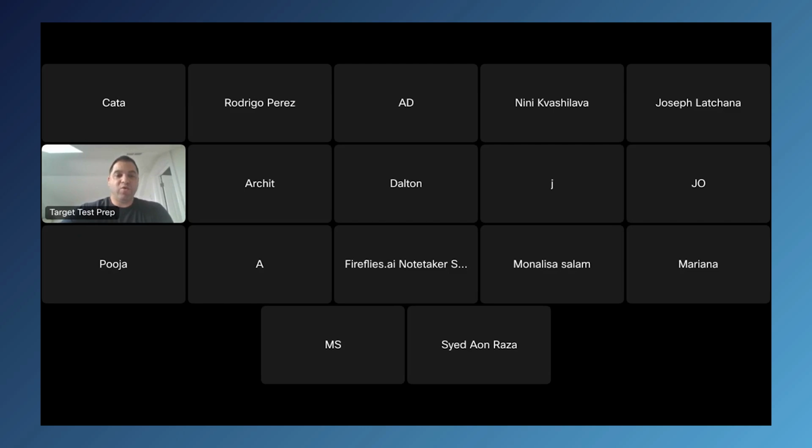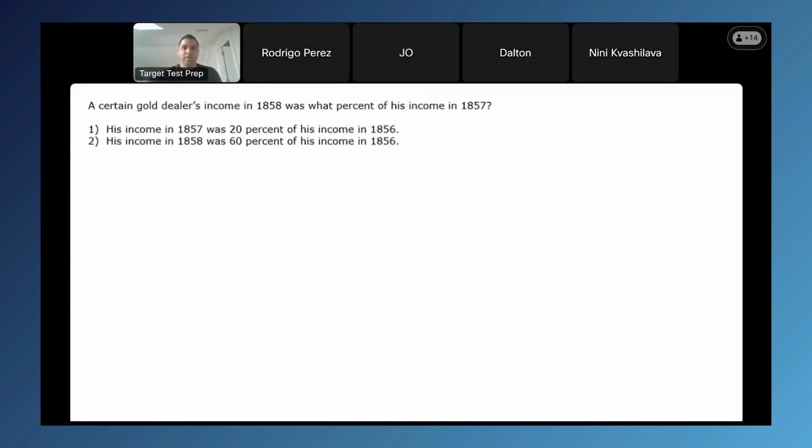So we're going to look at them in quant. The first thing I want to do is one with a data sufficiency question. I'm going to give you guys a minute, and then we're going to go from there. All right, so put your answer in the chat box, and then we go from there.